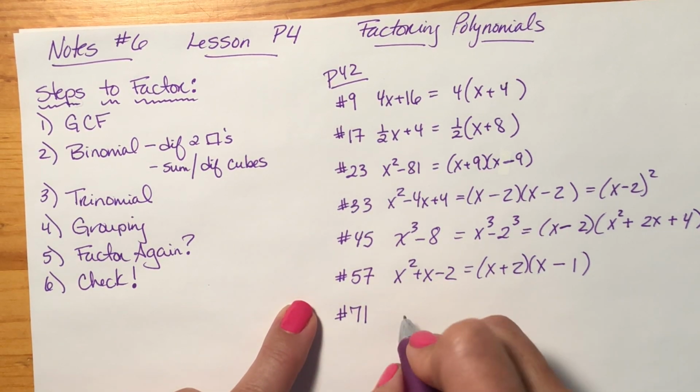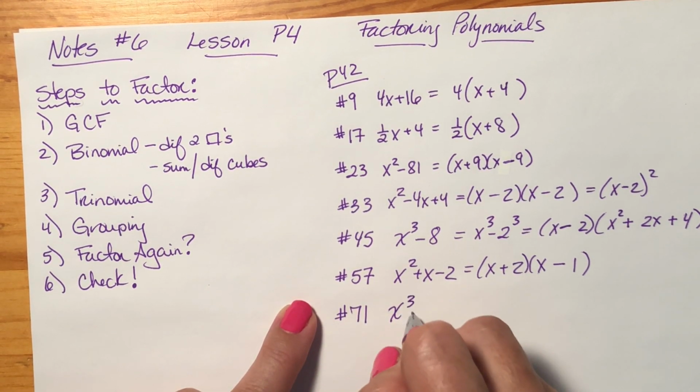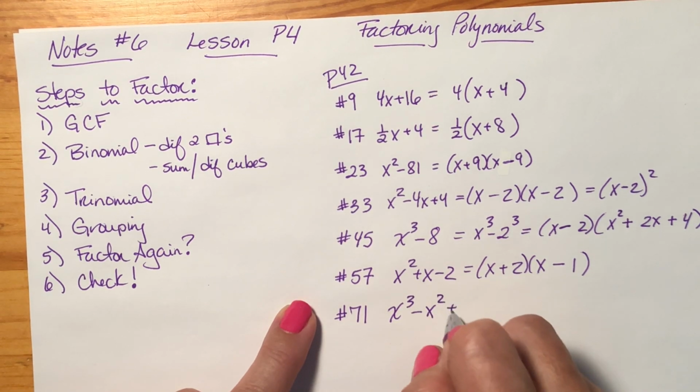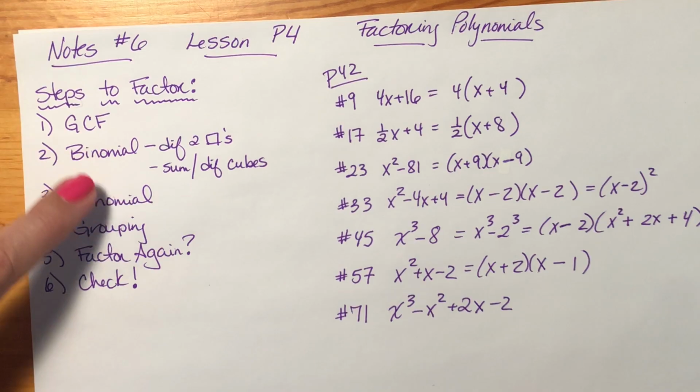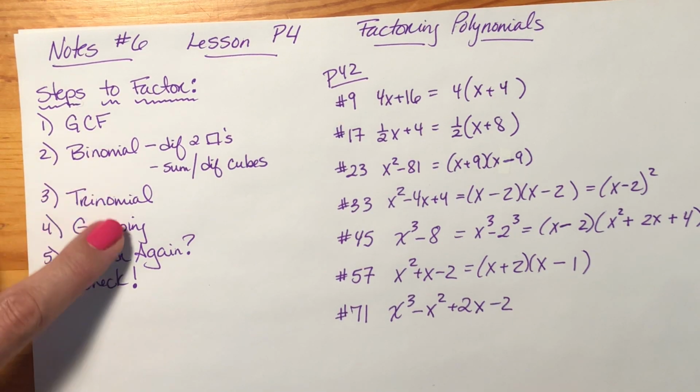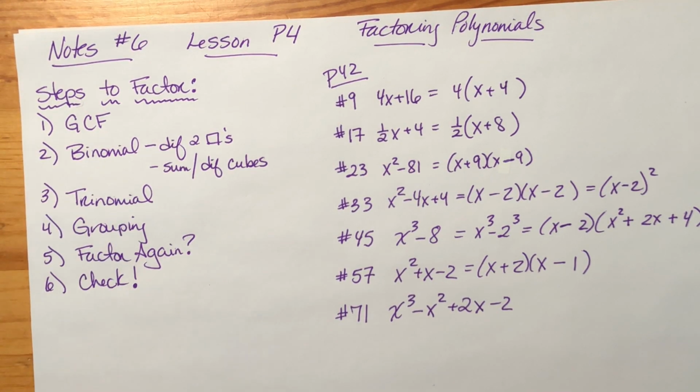Oh, you're going to love this one. x to the third minus x squared plus 2x minus 2. All right, go through your steps. No GCF, no binomial, not a trinomial. We've got to look at our grouping.